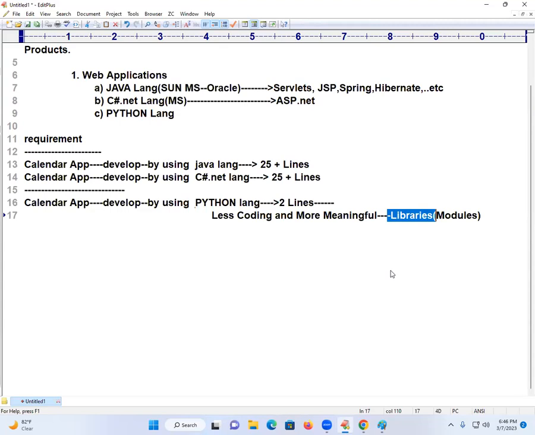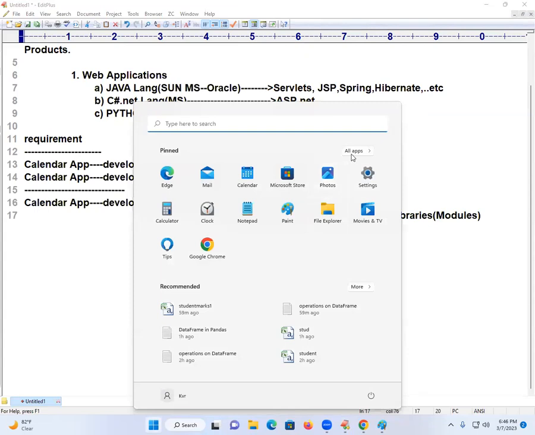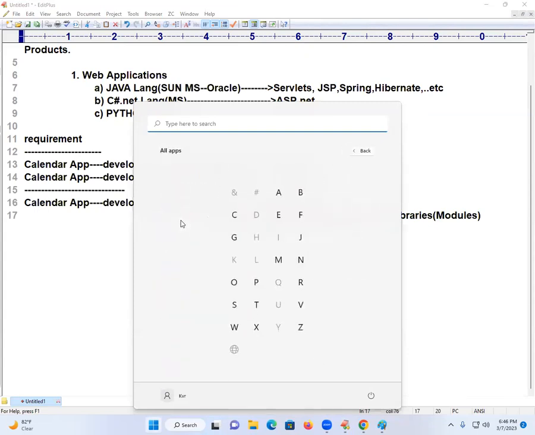In my Python class, the moment I come on the dais, every application will be developed with what? Apps. Because we are from a real-time background; yesterday I told you my background. Coming to this now, I can develop a calendar application by writing 2 lines in which language? How is it possible? I want to show you within 2 minutes. Go to all apps, the Python software is there with me.